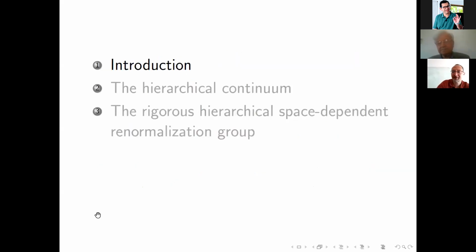Here is the plan of my lectures. First, some general introduction. Then the second part called the hierarchical continuum. I'll explain how you move from quantum field theory over the reals to p-Adics. And finally, the third part is about the main conceptual innovation by myself and my coworkers, which is a rigorous way of doing renormalization group with space-dependent couplings, and this is the key to our results.